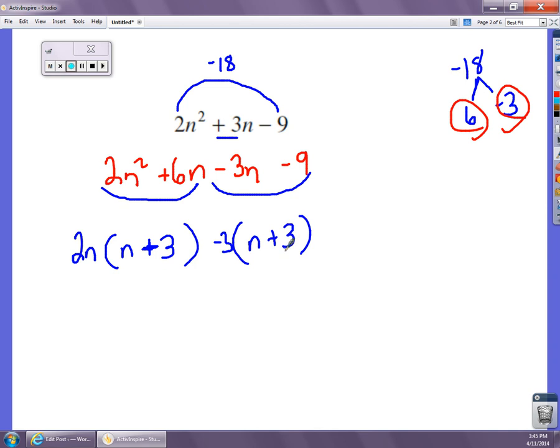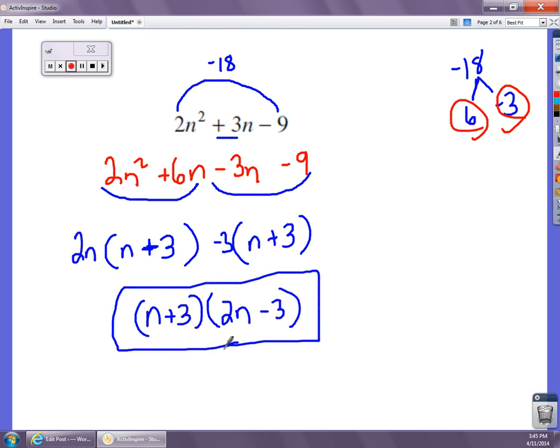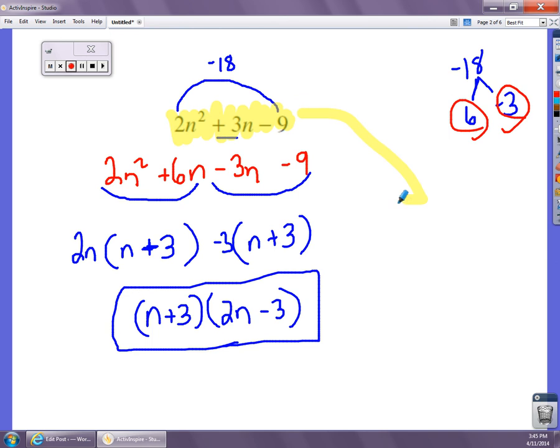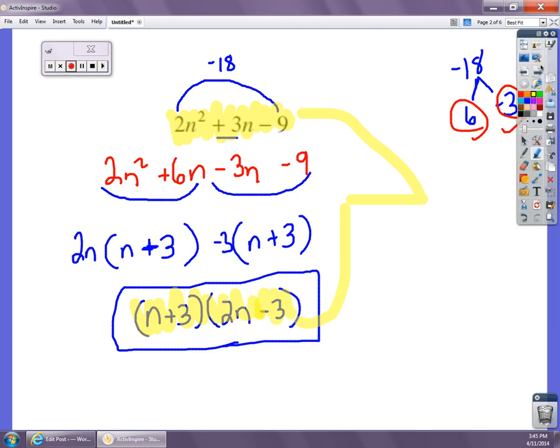And you're going to notice you have the exact same thing written inside the parentheses. So we can write it once and take the other things that we're multiplying the n plus 3 by, and put them in their own parentheses. In this case, it's a negative 3, so 2n minus 3. And this is now the factored form of the original problem, which if you did multiply it, you would end back up at the original. This and this are essentially equivalent expressions, but this is in factored form.